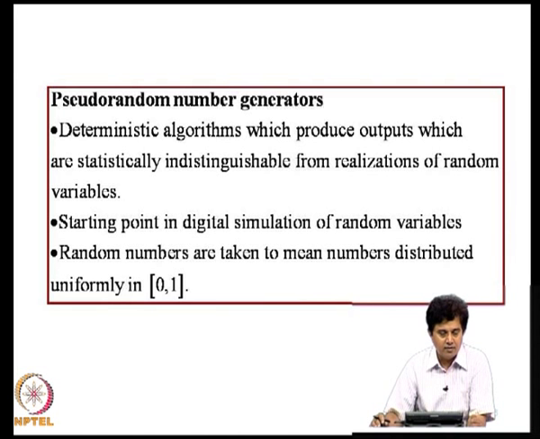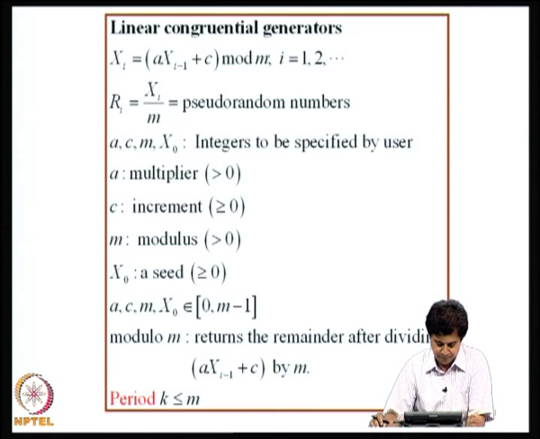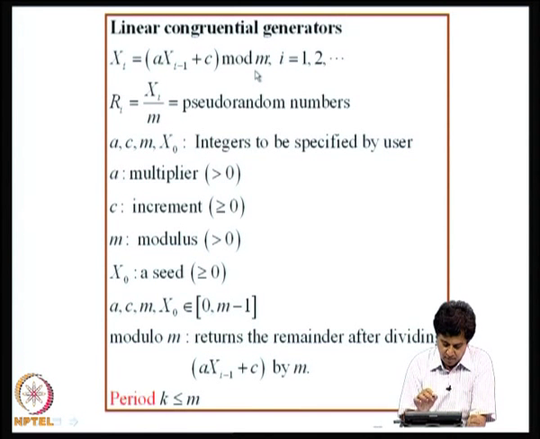So, the first task on hand is how to simulate realizations of random numbers which are uniformly distributed in 0 to 1. There are certain deterministic algorithms which will produce these random numbers, and these are known as linear congruential generators. So, the algorithm here is xi equals a xi minus 1 plus c, modulo m. I will explain what these terms are. The xi's are generated through this map, and Ri, which are the pseudo-random numbers, are defined as xi divided by m.